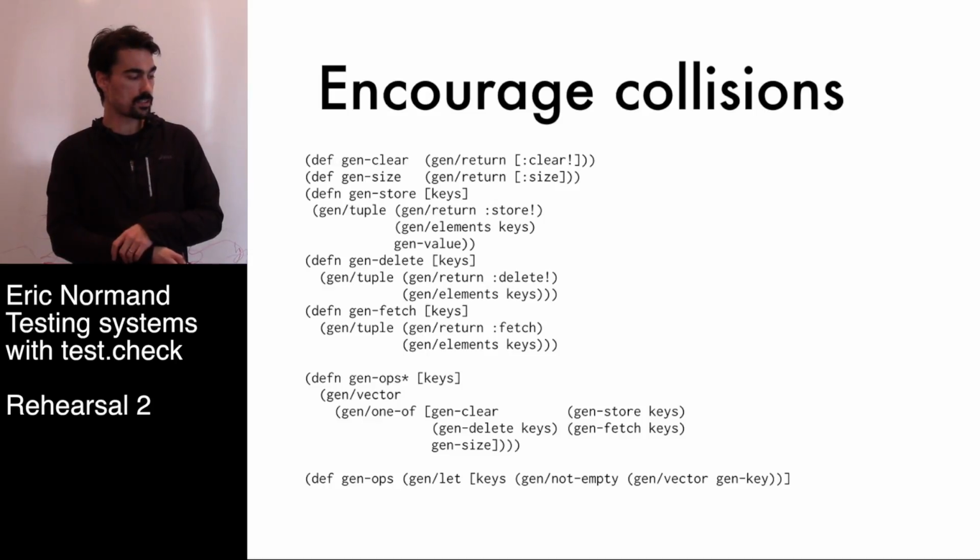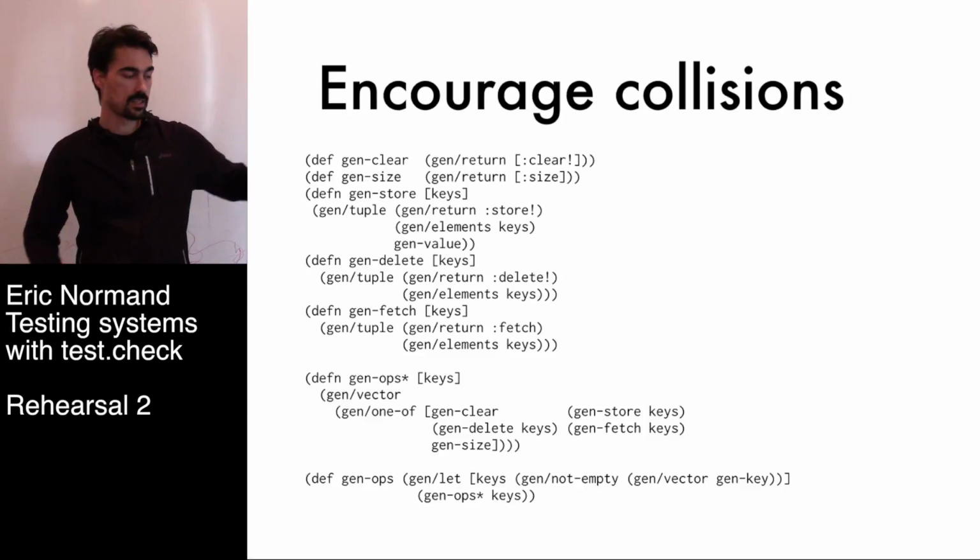And then gen ops, we're just going to, so this gen let is similar to a regular Clojure let. Keys is going to be bound to a random value from this generator. So we're saying a non-empty vector of keys. Okay, so we're generating a vector of keys and then passing it to genops star. So then that will generate our vector of operations that is subselecting on these keys.